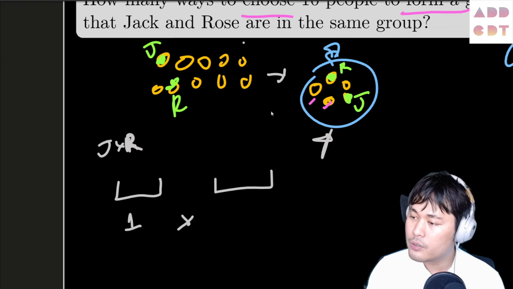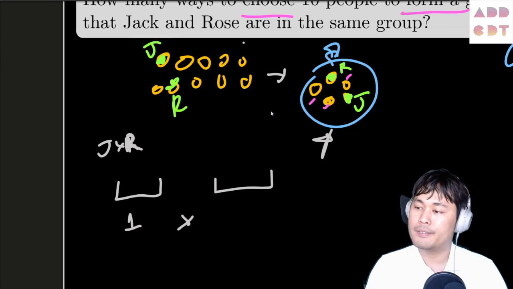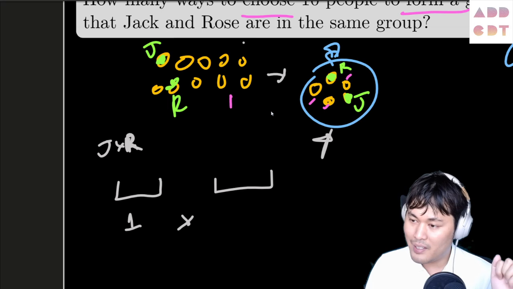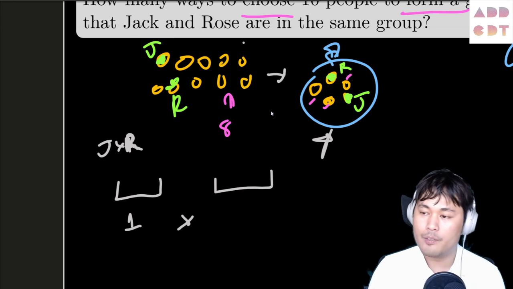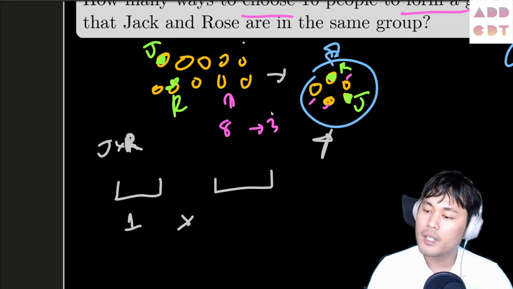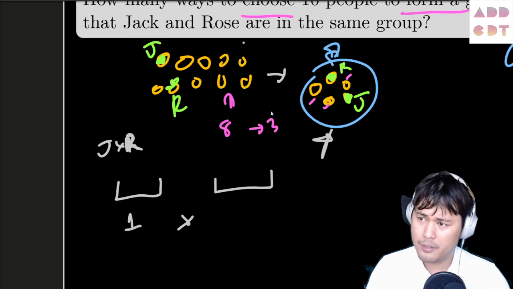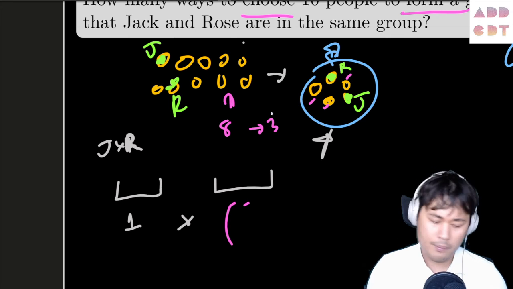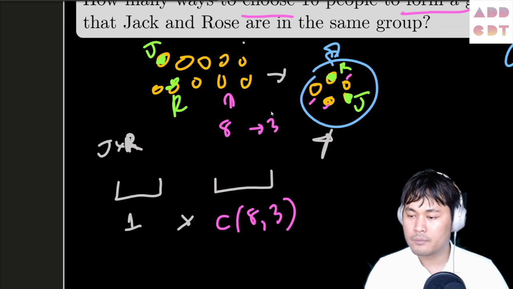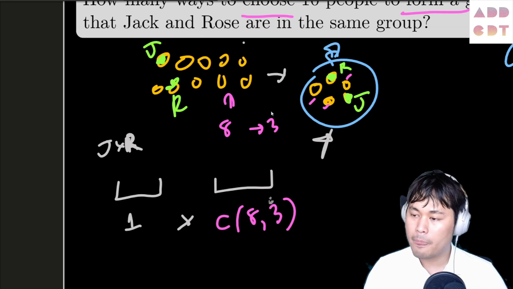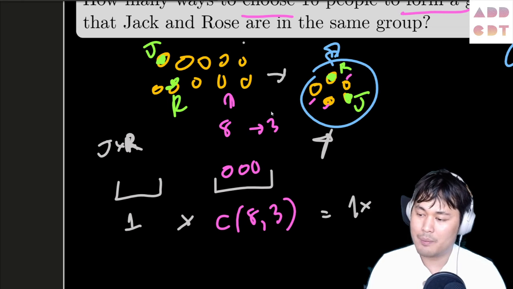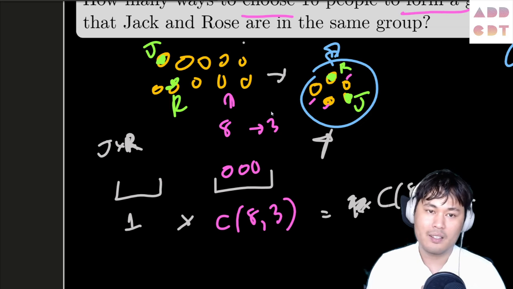And there are 1, 2, 3 spots left. We have 3 spots, and we have to choose from 10. No, that's 8 now. Now we have 8 people left. Out of these 8 people, we have to choose 3 to join the same group with Jack and Rose. That means the number of ways to fill the rest of the bag is 8 choose 3, C(8,3). If we have 8, we choose 3 to fill in the rest of the bag. So the answer is 1 times that, which is just that. That's the answer, C(8,3).